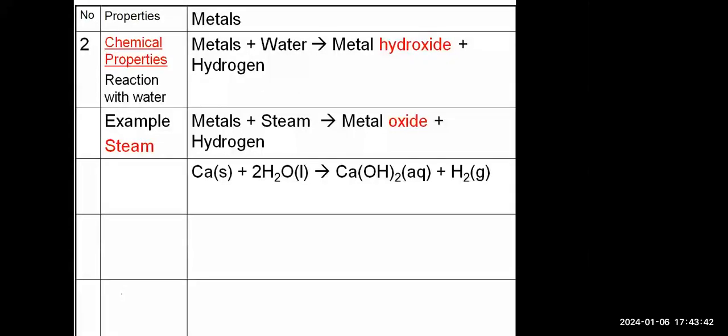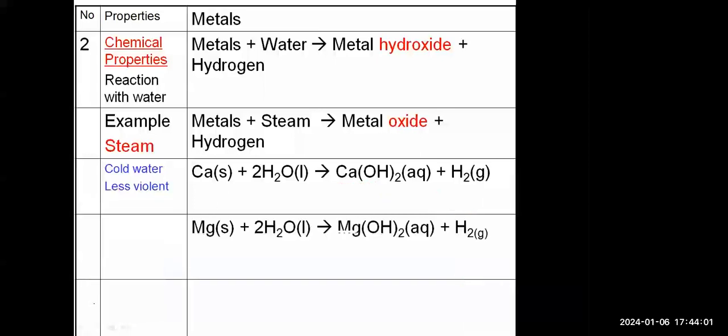Now, some more examples are given here. Calcium with water will give you calcium hydroxide and hydrogen. Here also heat is produced, so this is also an exothermic reaction. With cold water, it is less violent. It is not as violent as sodium and potassium reacting with water.